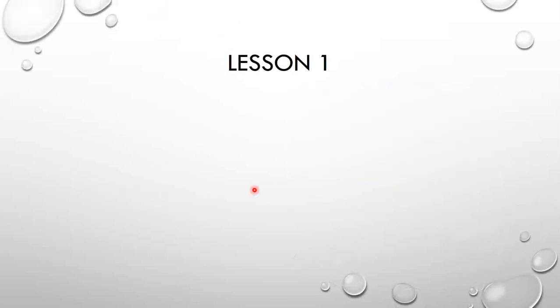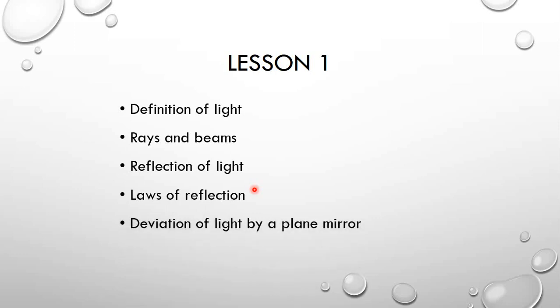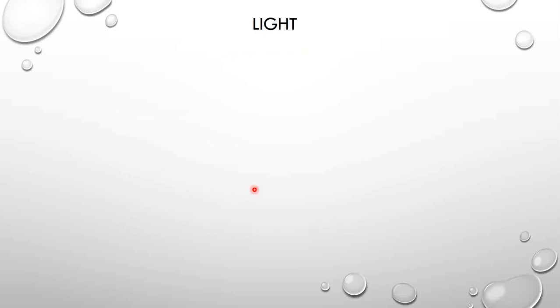In our first lesson, we shall look at the definition of light, we shall look at the rays and the beams, we shall look at reflection of light, we shall look at the laws of reflection, we shall look at deviation of light by a plane mirror. Now let us begin our first lesson with the definition of light.